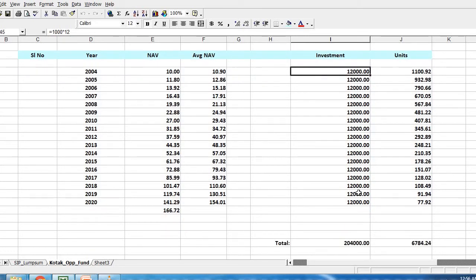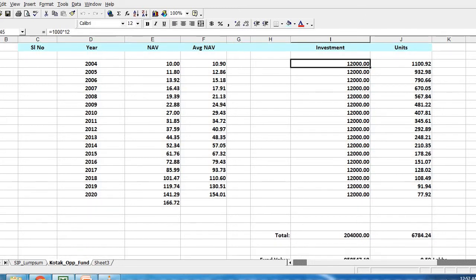In the first year the NAV is 10, and in 2005 the NAV would be 11.80. Considering the average NAV, you calculate the units for each year, so it will be higher in the first year. When the NAV grows, the total number of units you purchase will be lower. 932 will be the units he purchases next year. Like that, if you compare for the entire period, he was able to accumulate 6,784 units over 20 years through the SIP route.